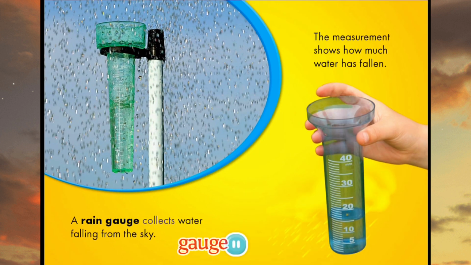A rain gauge collects water falling from the sky. The measurement shows how much water has fallen.